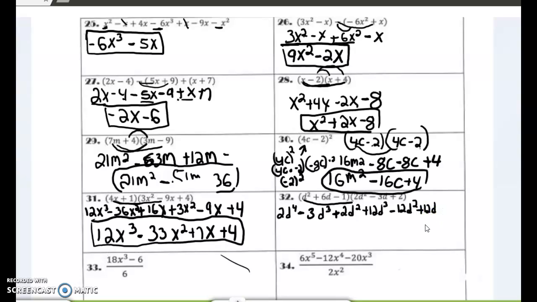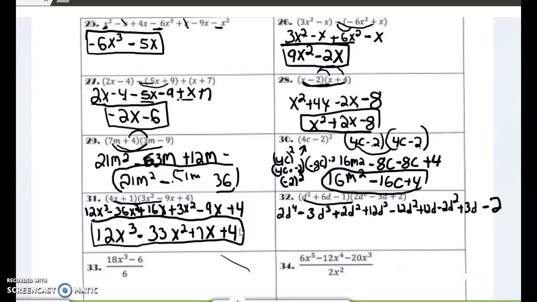6d times a positive 2 will give me a positive 12d. Alright, now I am going to work on my 1. It's a negative 1, so everything's basically going to change. Negative 2d squared. Negative 3d would be a positive 3d. And then the last term, negative 1 times positive 2 would be a negative 2.